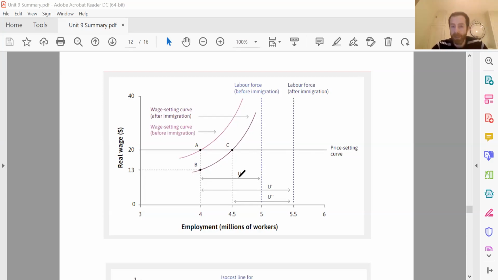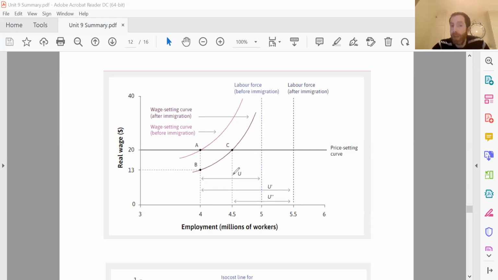And what that means is there's now suddenly more unemployment, right? Because we're assuming these workers come in without any jobs. So there's more unemployment, and the U's here show us that. So initially, before immigration, the gap between the number of people who are employed, which is 4 million at equilibrium A, and the labor force before immigration, which is 5 million, gives us this equilibrium level of unemployment U.